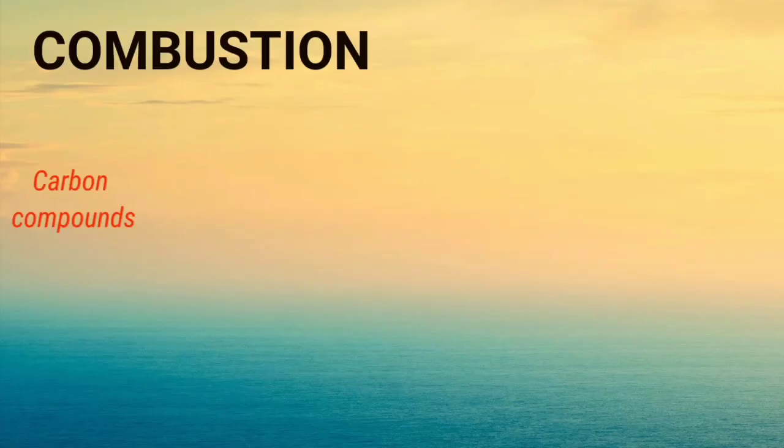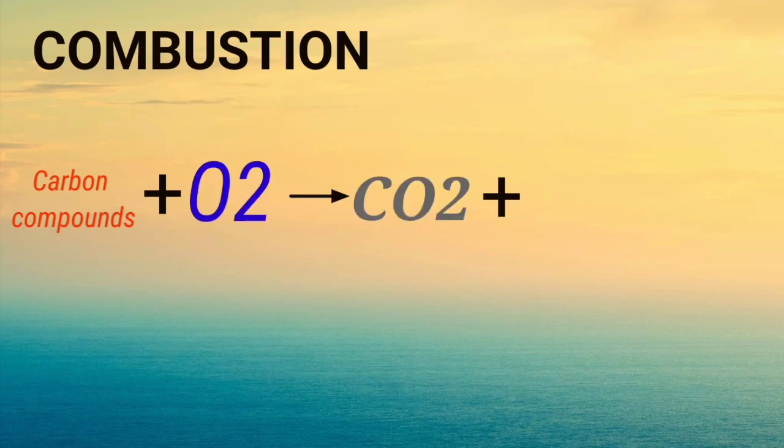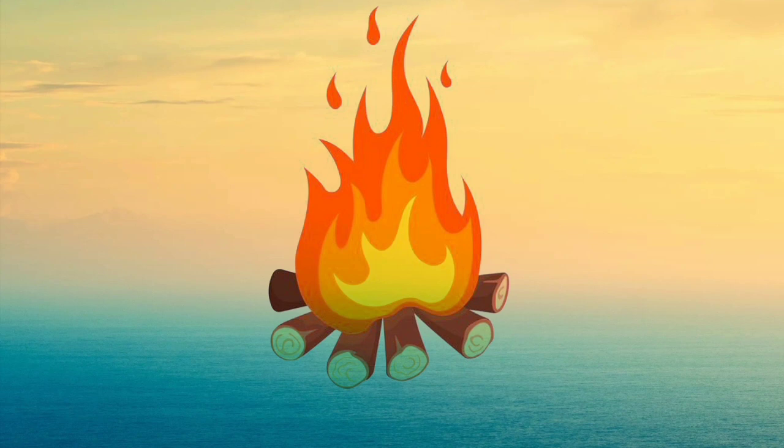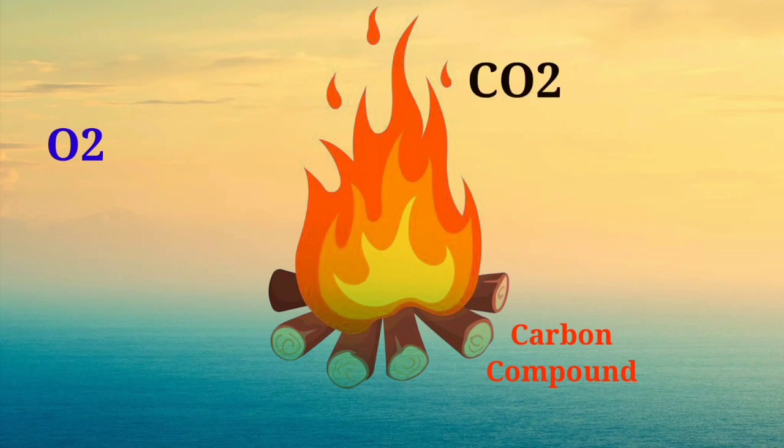Combustion is when carbon compounds react with oxygen to form CO2. Then they form H2O in the form of vapors, and they also form light and heat. So this is the example. Wood is a carbon compound. It burns in the presence of oxygen to form CO2, H2O and light and heat, which is the fire. So combustion is basically burning of carbon compounds.